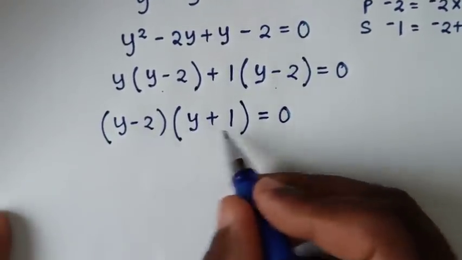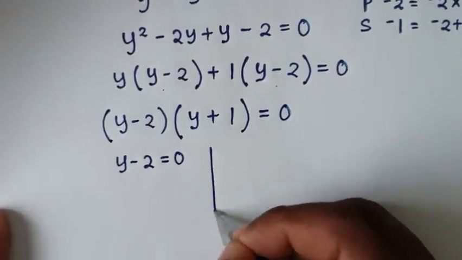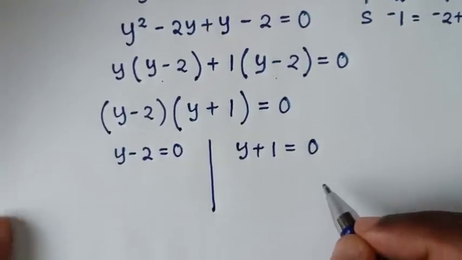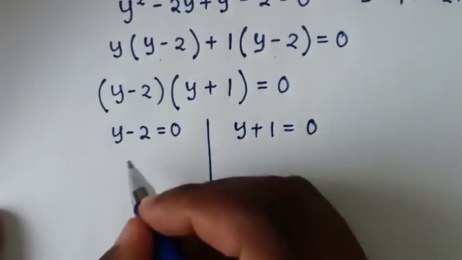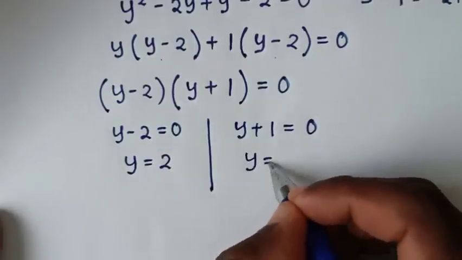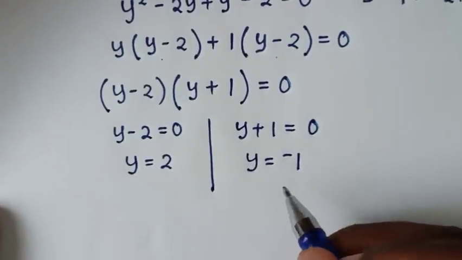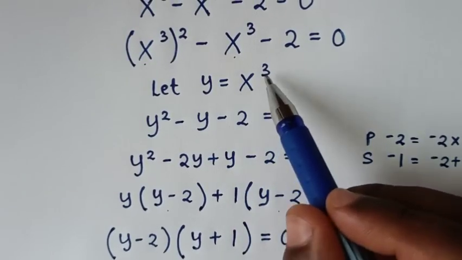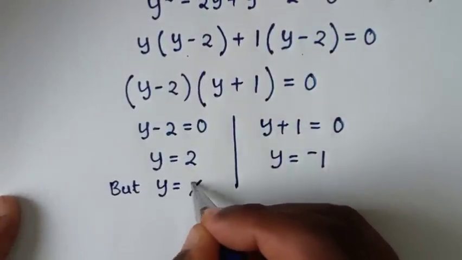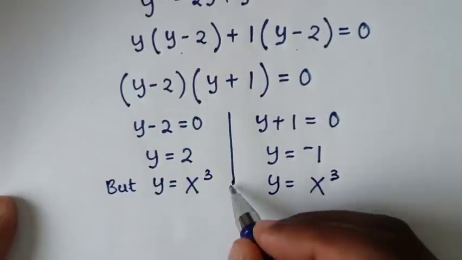Then from here, we have two solutions. The first solution is y minus 2 is equal to 0, and the second solution is y plus 1 is equal to 0. Then we'll take negative 2 to this side, it will be y is equal to 2. And here we'll take 1 to this side, it will be y is equal to negative 1. After we get the values of y, we recall that before, we let y be x^3. So y is equal to x^3.